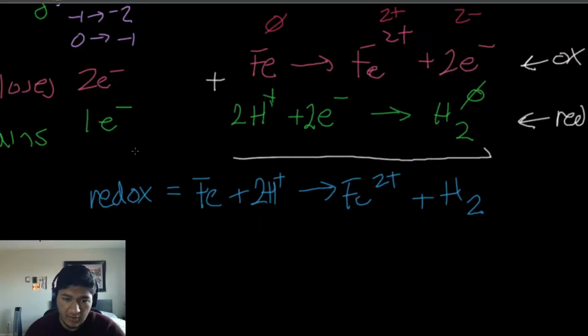You can check out the charges as well. The charges don't necessarily cancel out, but they're equal on both sides. Right, we have 2 plus, we have 2 plus, and we have 0. So both sides are 2 plus, that works out. Both sides have 2 hydrogens, both sides have 1 iron. So that is how you make a balanced redox reaction.